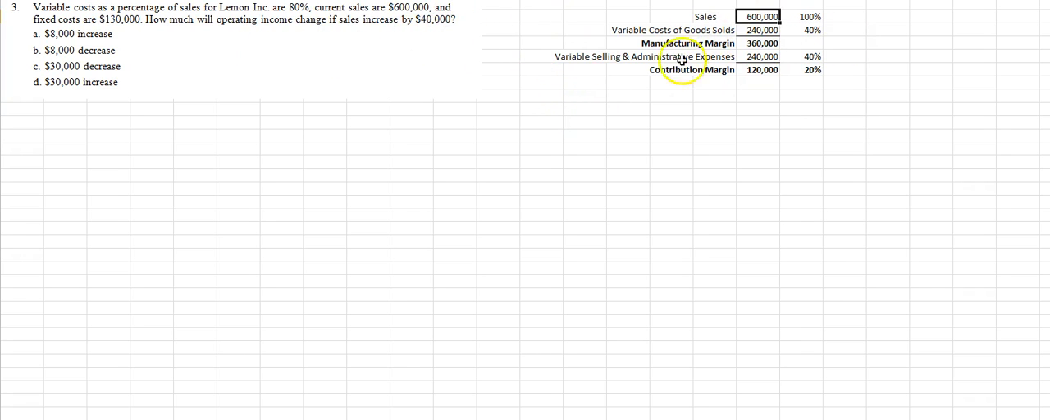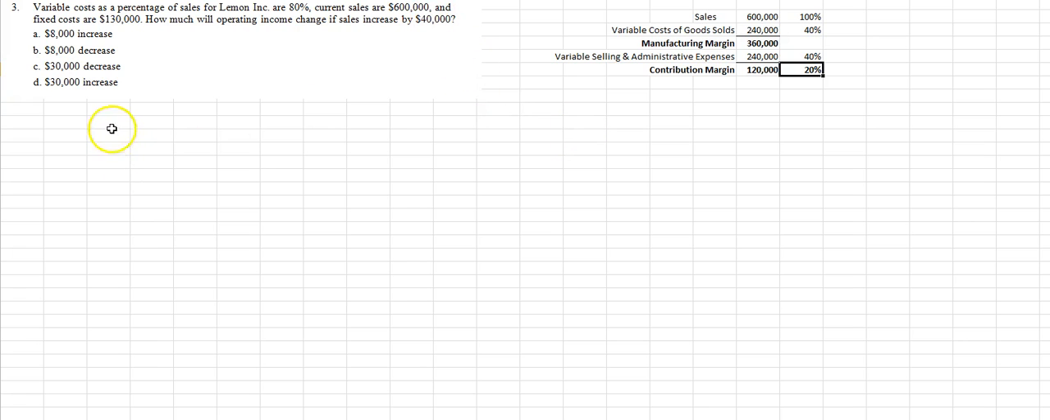If you understand the problems good, you will know that if variable costs are 80%, then what's the contribution margin? Well, the contribution margin is going to be 100% of sales minus 80%, which is 20%, right? So each dollar in sale contributes towards fixed costs 20% of that dollar. So it contributes 20 cents for each dollar, right? Because the rest is going to be absorbed through variable costs.